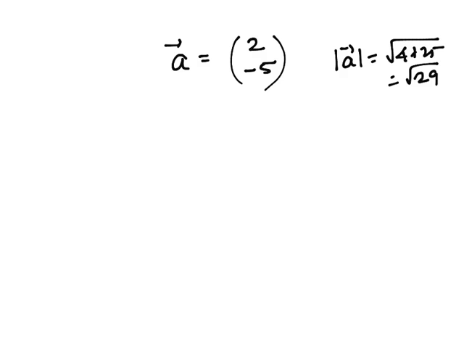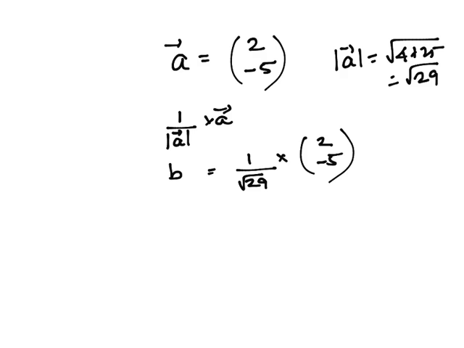Now if they ask you to find a vector in the same direction as A, but it should be a unit vector also, that means the magnitude is 1. You know that a vector whose magnitude is 1 is called a unit vector. So how do you find it? Very simple. The formula is 1 divided by magnitude of A, into A. So the required answer is 1 by square root of 29 into (2, -5), right? This is the required vector. This is the unit vector in the direction of A.